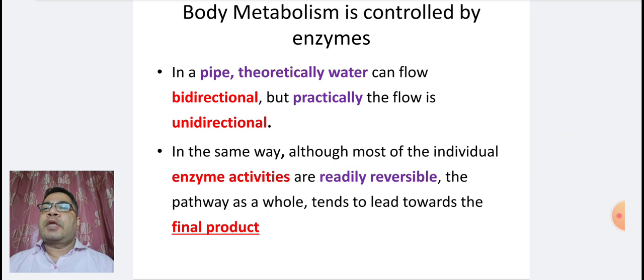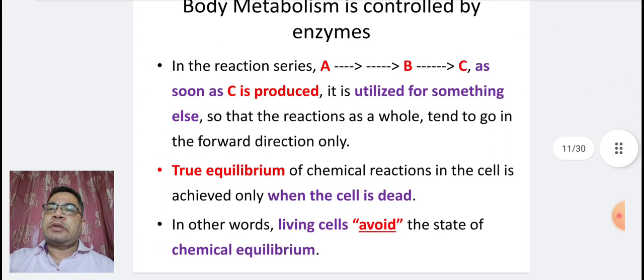Coming to the next point, body metabolism is controlled by enzymes. In a pipe, theoretically water can flow bidirectionally, but practically the flow is unidirectional. In the same way, although most of the individual enzyme activities are readily reversible, the pathway as a whole tends to lead towards the final product. In the reaction series, A leads to B and B leads to C. As soon as C is produced, it is utilized for something else, so that the reaction as a whole tends to go in the forward direction only.